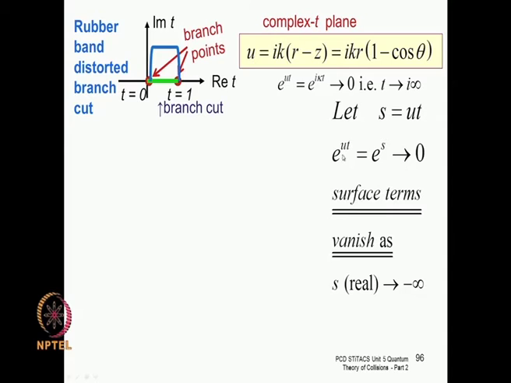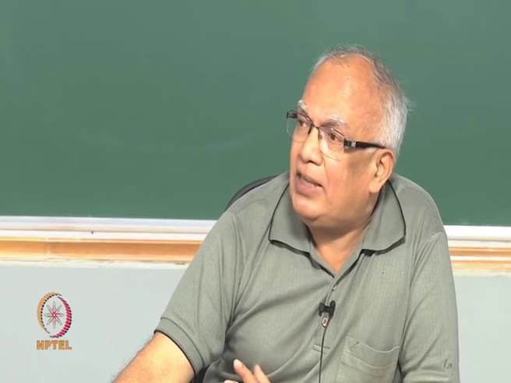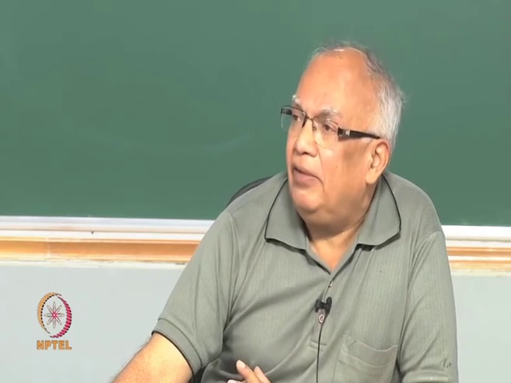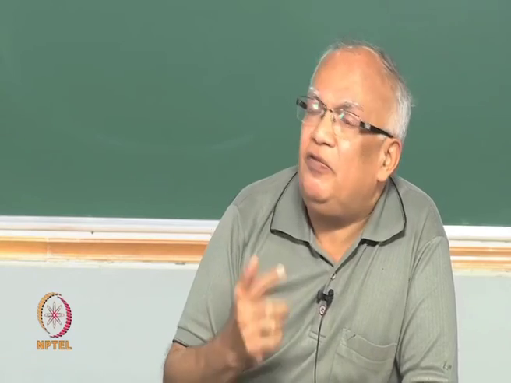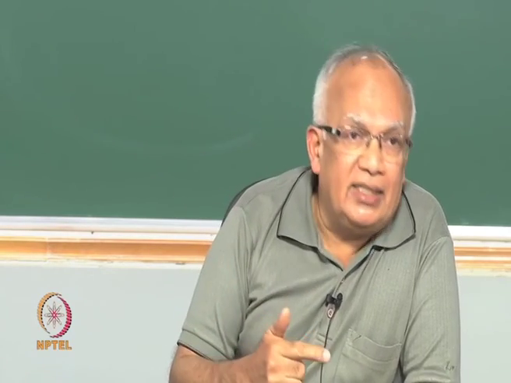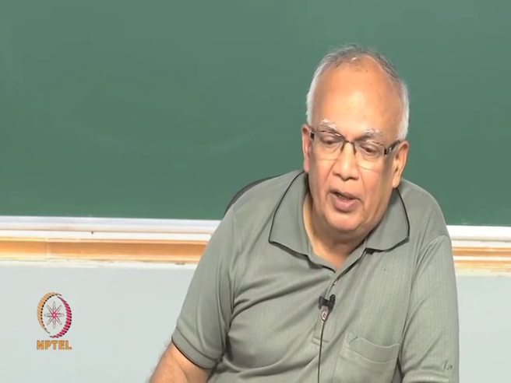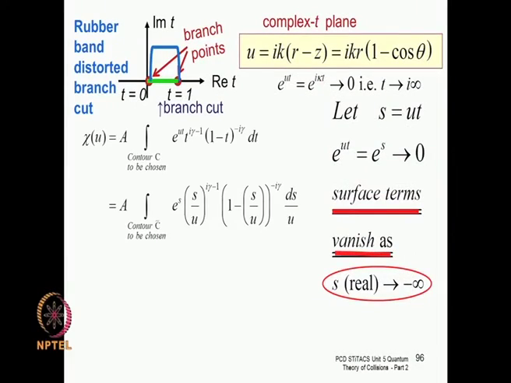This is a simple transformation from t to s. Now you want e to the ut to go to 0 for the surface terms to go to 0, and this means that s should go to minus infinity, where it will be a real number. So, if you carry out the integration in the complex s plane instead of the complex t plane, to satisfy our assumption that the surface terms vanish, s should go to minus infinity along the negative real axis in the complex s plane.